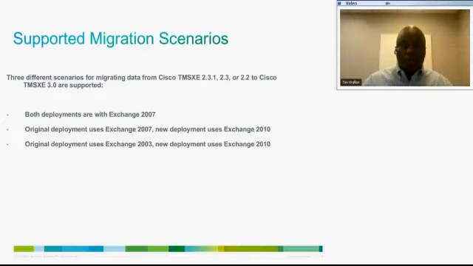The other two options are where the original deployment uses Exchange 2007, but your new deployment of the TMSXE is going to be using Exchange 2010. And lastly, where your original deployment was installed under Exchange 2003, and your new deployment is going to use Exchange 2010. Now, for those last two, there are some additional steps that an administrator would need to take, such as moving the mailboxes from the previous Exchange version to the new Exchange version before actually installing the TMSXE and trying to perform a migration.